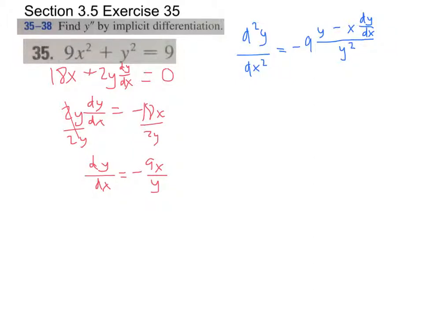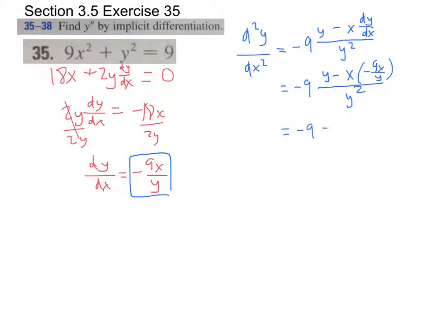And now we know what this dy/dx is. We just found it over here, so we can substitute that in. So we have negative 9 times y minus x times negative 9x over y, squared on the bottom. We continue simplifying. We have y plus 9x squared over y, and y squared stays on the bottom. And now we're going to add our two fractions in the numerator together.